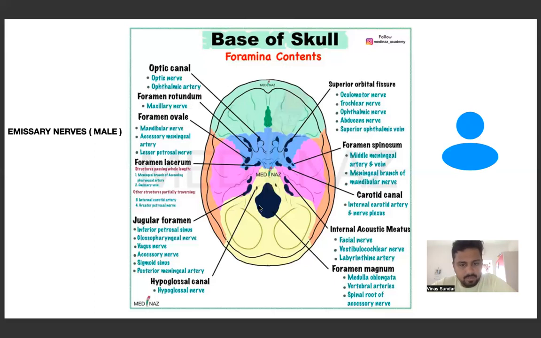With respect to foramen magnum, if you know that the medulla oblongata or the spinal cord passes through the foramen magnum, that is more than enough.